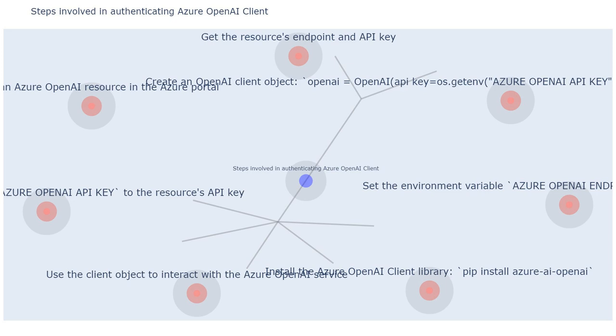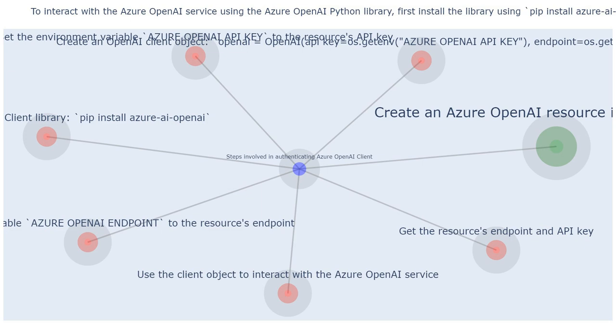To interact with the Azure OpenAI service using the Azure OpenAI Python library, first install the library using pip install azure-openai. This command downloads and installs the library and its dependencies on your system, making it available for use in your Python programs.